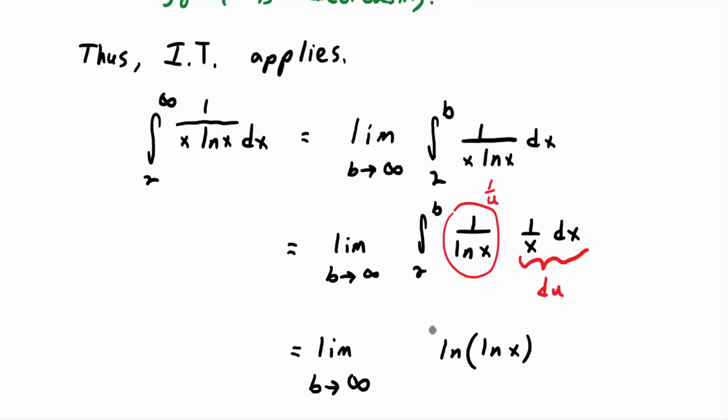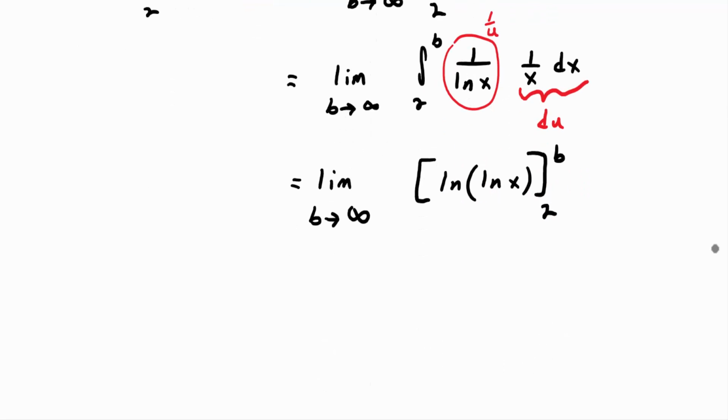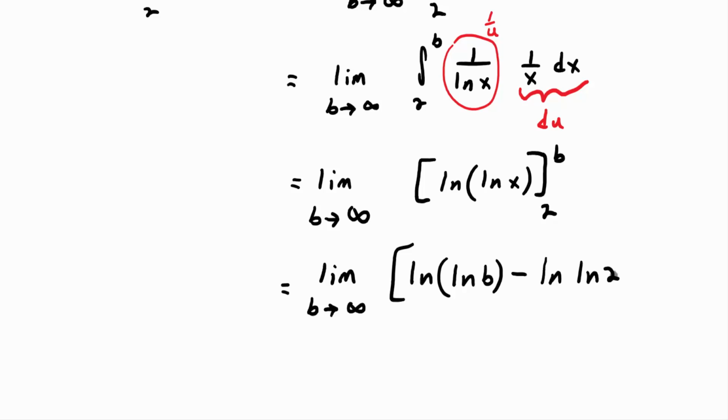Isn't that fun? Put in the evaluation brackets, and we go from 2 to b. Does that look right to you? Limit as b goes to infinity of the natural log of the natural log of x, evaluated from 2 to b. Yeah? Okay, so now do the evaluation before you take the limit. And you get what when you plug in the upper limit? Natural log of the natural log of b minus natural log of the natural log of 2. Isn't that fun?